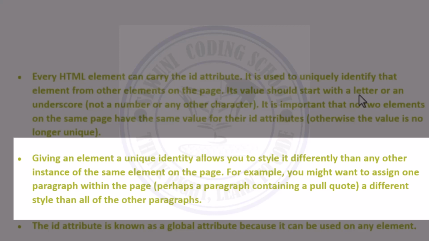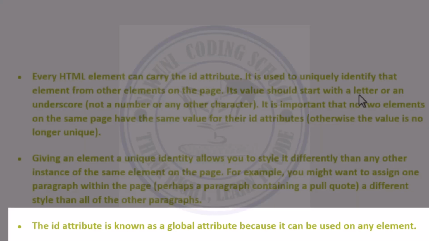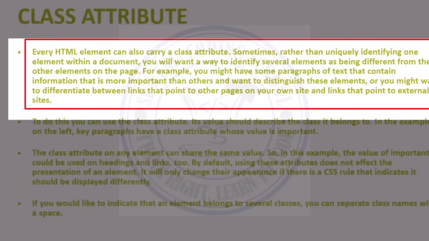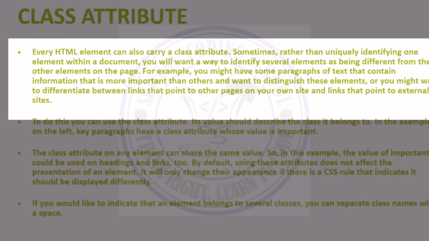But the ID is a global attribute because it can be used on any element to make it unique, different from others. Let's talk about the class attribute. Every HTML element can also carry a class attribute. Sometimes, rather than uniquely identifying one element within a document, you will want a way to identify several elements as being different from other elements on the page.